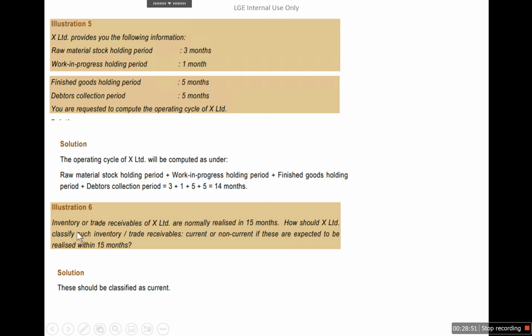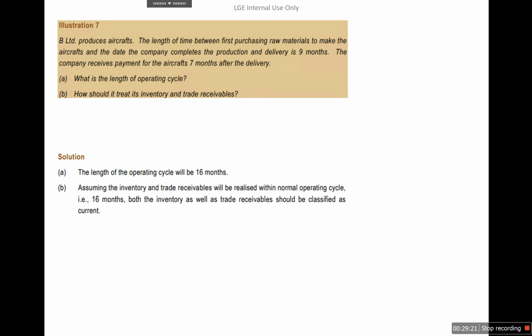Next is, inventory or trade receivables of X Limited are normally realized in 15 months. How should X Limited classify such inventory and trade receivables, as current or non-current, if these are expected to be realized within 15 months? So in this case, the operating cycle given is of 15 months. So if it is realized within this period, it will be classified as current.